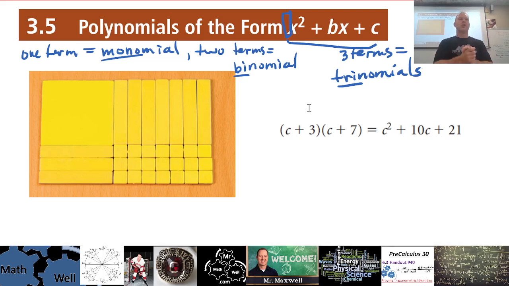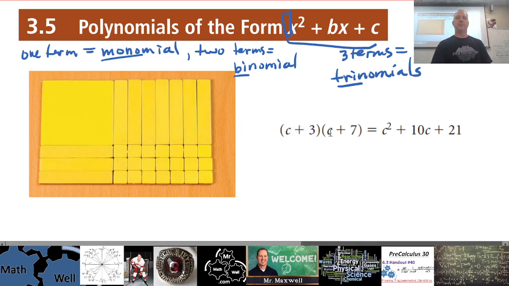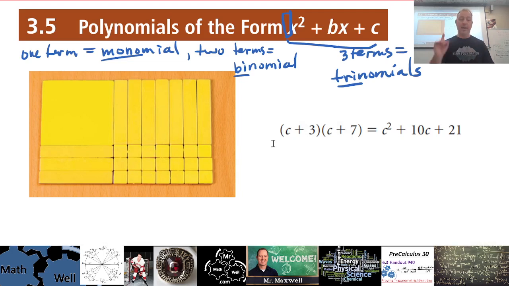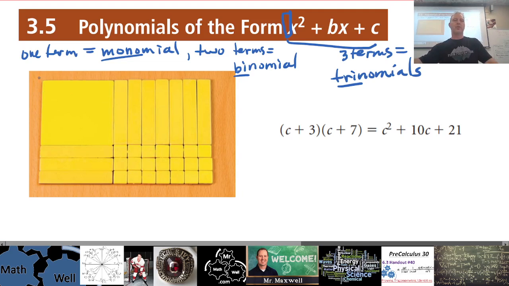Okay, so when we have a polynomial in this form, when we have all positives, like plus, we can actually model with algebra tiles. Negatives get a little tricky, so that's why I don't really use them that much. But this is helpful. Notice a couple things: it's a rectangle. Everything is filled in. There's no spaces that are open. There's no add-ons. It's a rectangle.